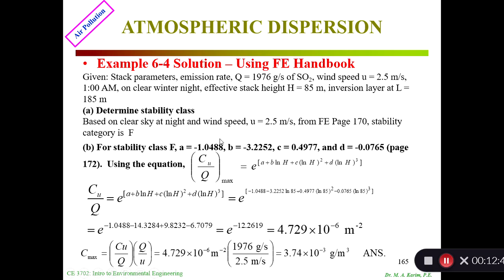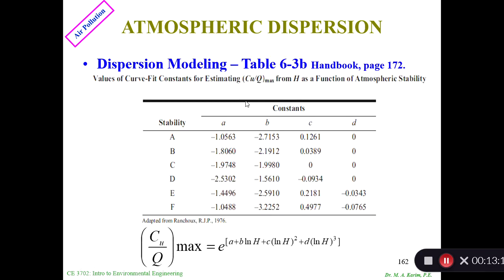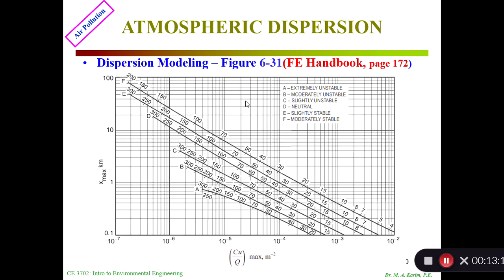The same thing can be done by using the graph. I don't think I have it. You guys can practice using the graph and do it, right? Let me see whether I have it. No, I don't have it. So in this case, you can go back to the graph. If you remember, the stack height H is 85 and the class category is F. If we go back to the graph, the class category was F and the stack height was 85.